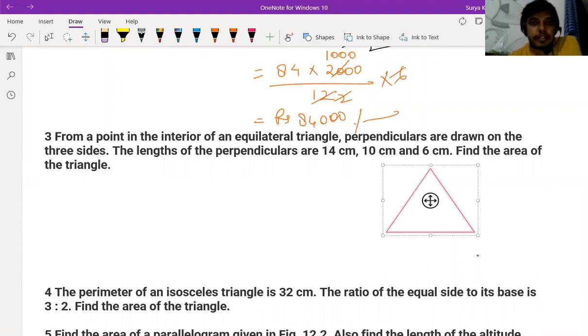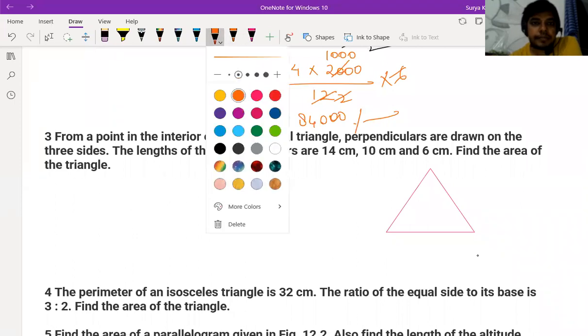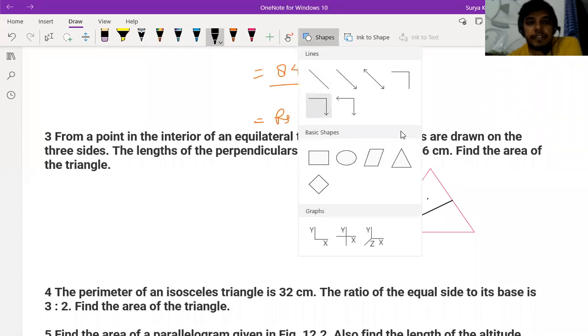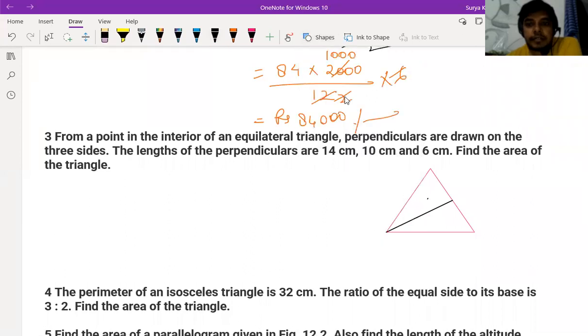Okay, children, see here. They have given the perpendiculars in this. So you can draw perpendicular lines over here. From this line, you just draw one perpendicular line. Then, from an interior point of the equilateral triangle, perpendiculars are drawn on the three sides. Let the lengths of the perpendiculars be 14, 10, and 6. So you have to find the area of the triangle. What would be the area of the triangle?